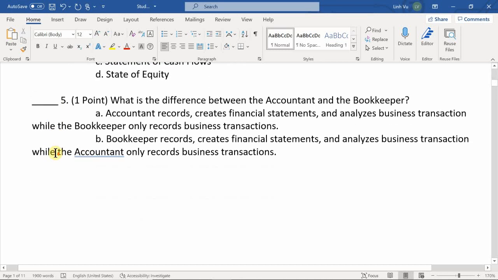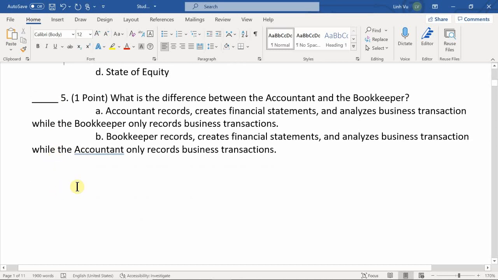Number 5, what is the difference between the accountant and the bookkeeper? A. Right. The accountant is the one who records, creates financial statements, and analyzes the transactions, while the bookkeeper only records business transactions. It's not the other way around.